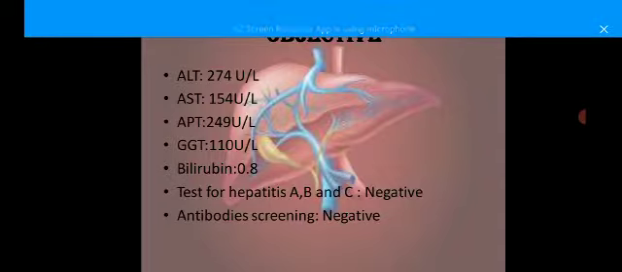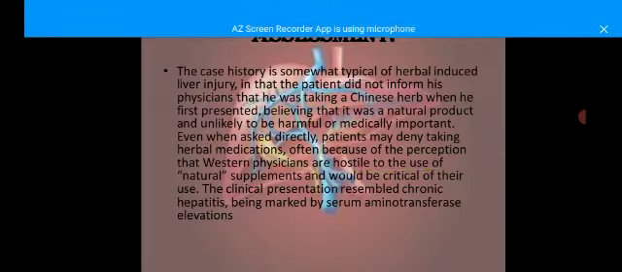Okay, objective. ALT, AST, ALP, GGT, four of them are elevated. Their values show elevation during the time in which he was taking the medicines. Screening for hepatitis A, B, and C is negative. Test for these three, and also antibody screening is also negative.